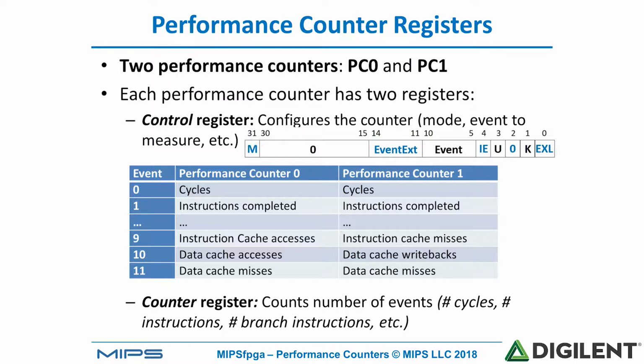Each performance counter has two associated registers, the control register and the counter register. The control register controls what we're measuring. So for example, if event is set to 0, we're measuring the number of cycles. If it's set to 1, we're measuring the number of instructions completed, and so forth. The counter register gives us the number of that event, so the number of cycles, the number of instructions, etc.